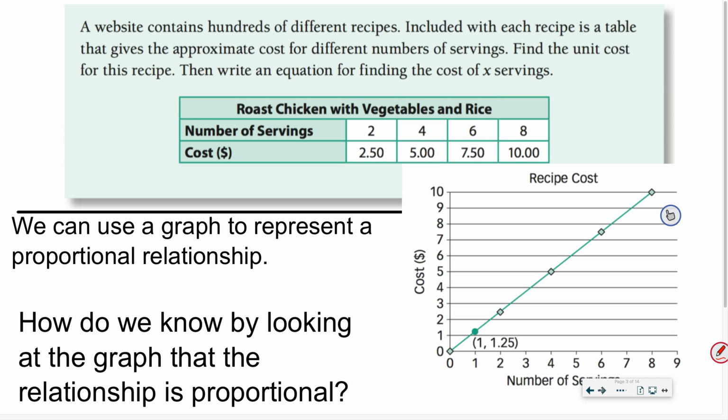We can use a graph to represent this relationship. How do I know by looking at the graph that that's proportional? It's a straight line, and it goes through the origin. Good, we used that term yesterday, that origin where the coordinate of 0, 0 lies.